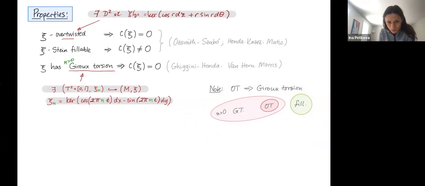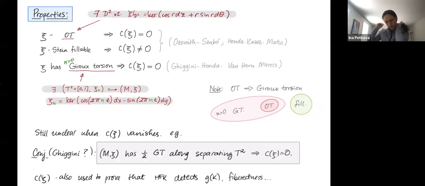So just some open questions, or there might be some recent activity in this direction, by the way. If anyone knows, let me know. It's not quite clear when exactly that contact class would vanish. For example, suppose you have a separating one half Giroux torsion. So you have a thickened separating torus and you can see the contact planes making half a turn there. Does that imply the contact class is zero? Yes or no? Is there a counterexample?